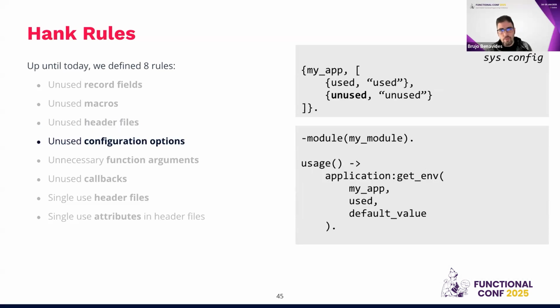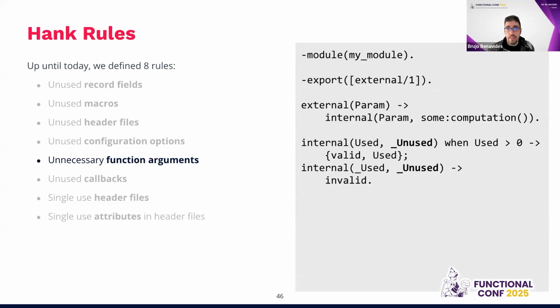Moving on. The next rule is for something we saw already, unused configuration option. There are many ways to define and consume an environment variable for an Erlang application. Hank is very careful to account for all of them, and it will only emit this warning if it is 100% sure that fields, like the second one in the list on the top right, are not used anywhere within the application it is analyzing.